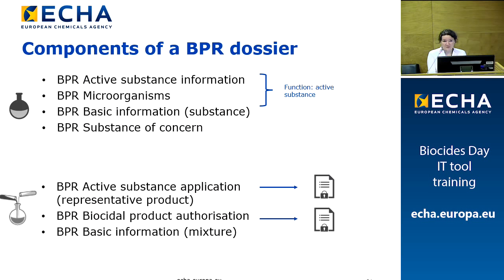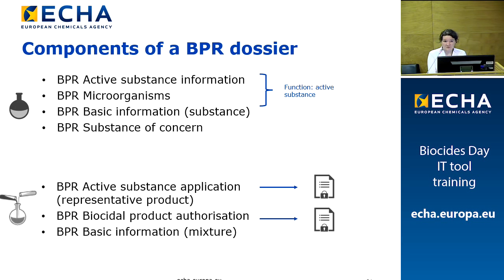Here there is a reminder of which table of contents, so submission types, you have when you work with Euclid. For the substance, you have BPR active substance information and BPR microorganism. Those are the two that are used for the active substance, one for chemical substances, the other for the microorganism. BPR basic information substance is used for non-active substances, and BPR substance of concern for the substance of concern.